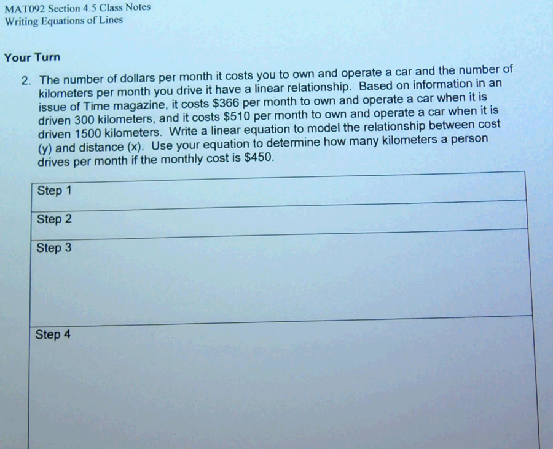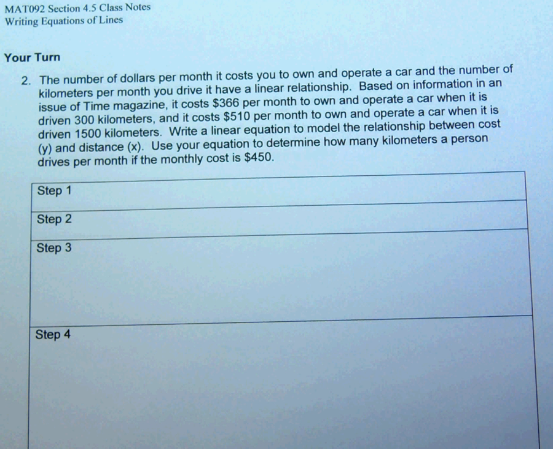The number of dollars per month it costs you to own and operate a car and the number of kilometers per month you drive it have a linear relationship. Based on information in an issue of Time magazine, it costs $366 per month to own and operate a car when it is driven 300 kilometers. And it costs $510 per month to own and operate a car when it is driven 1,500 kilometers.